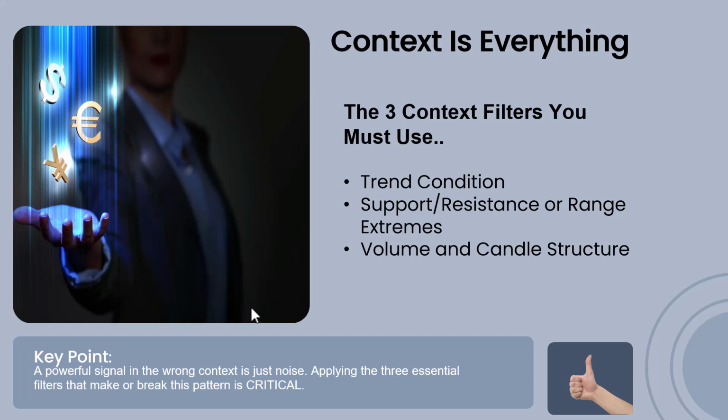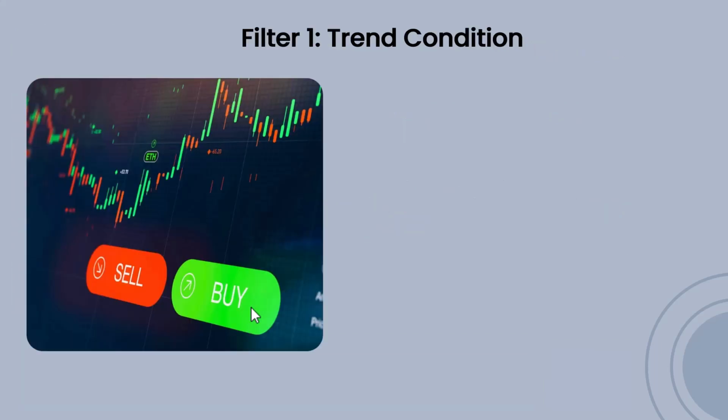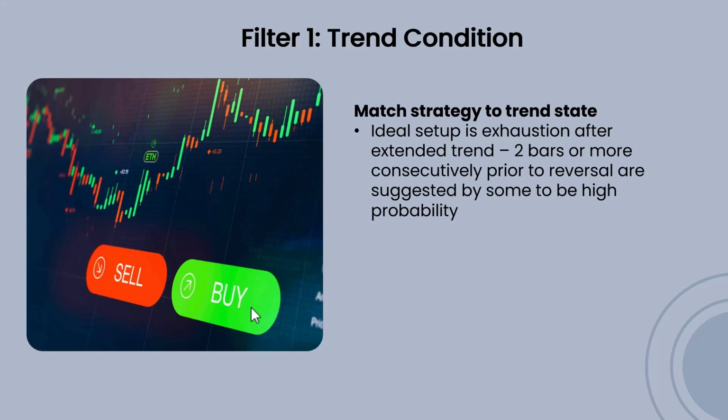So once again, to reiterate, applying the three essential filters that we're going to talk about subsequently that make or break this pattern is absolutely critical for you as a trader if you're wanting to achieve successful outcomes. So let's look at the first filter, and that's trend condition. Now, what we're trying to do here is match the strategy to the state of the trend.